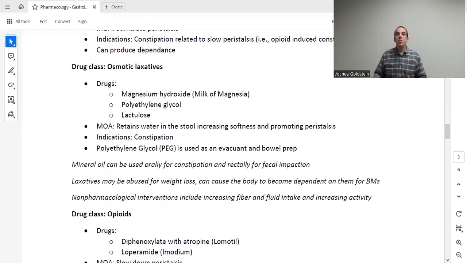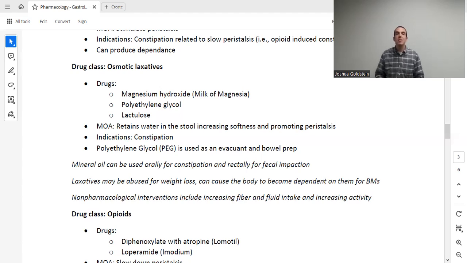What do we use this for? We use this for when it's constipation, but when it's related to slow peristalsis, such as opioids. Opioids are famously, or infamous would be the proper term, infamous for causing constipation. How does it cause constipation? Because it slows down peristalsis. Well, we can give this to speed up peristalsis. This medication does have a risk of dependency, so please note that. Have that in your mind, first of all, for test purposes, second of all, if you're putting a patient on it.